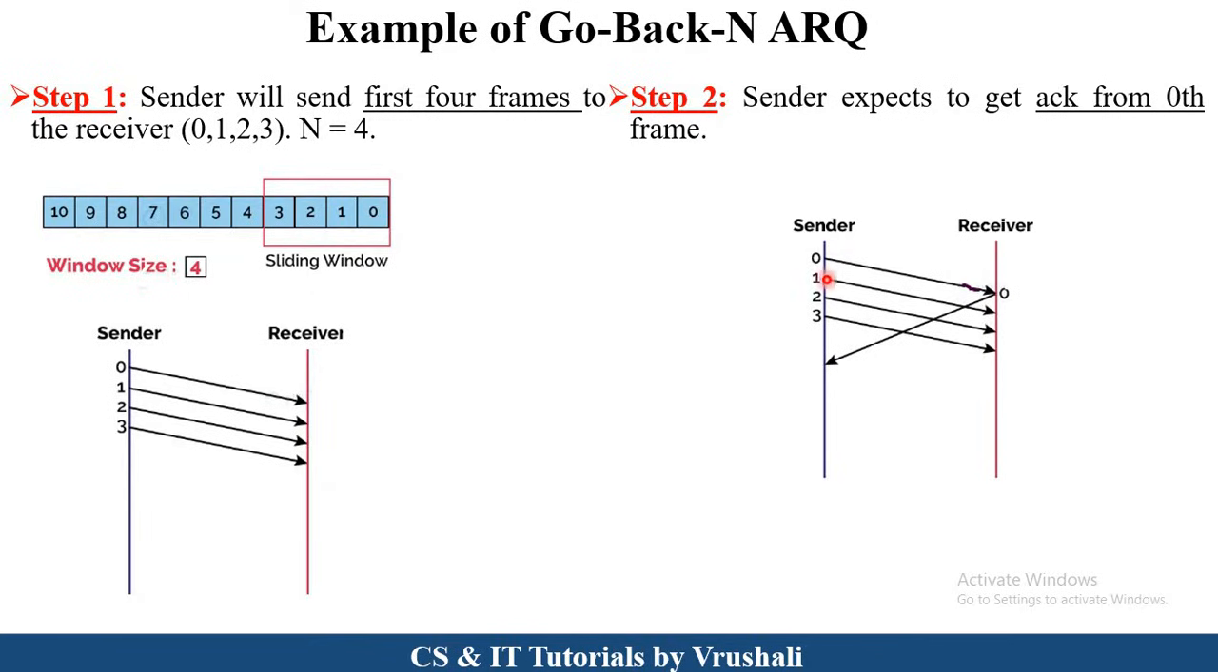Next step, these 4 frames are sent to the receiver. The receiver receives only 1 frame at a time. Okay? And the receiver sends the acknowledgement of the first frame. In this sliding window, the first is 0, right? So they send the acknowledgement of the 0th frame to the sender. Clear?